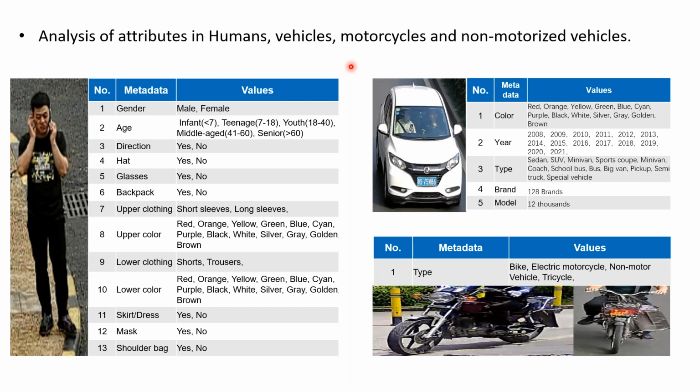For cars, it's what color it is, white, black, blue, silver, gray, what year it is, whether it's from 2021, 2009, 2017, what type it is, a sedan, a school bus, a van, a pickup. It has brands, so is it a Honda, a Lamborghini, a Nissan, a Toyota? And for motorcycles and non-motorized vehicles, it's not going to say the brand, it's just going to say whether it's a bike or an electric bike or a non-motor vehicle or a tricycle.